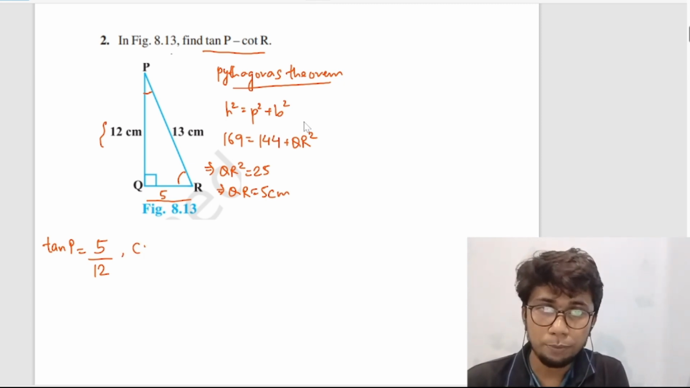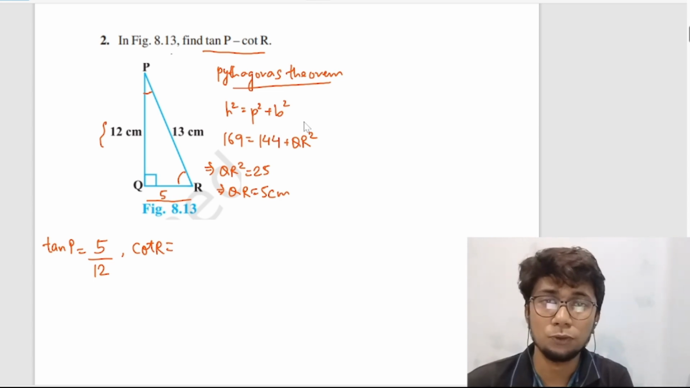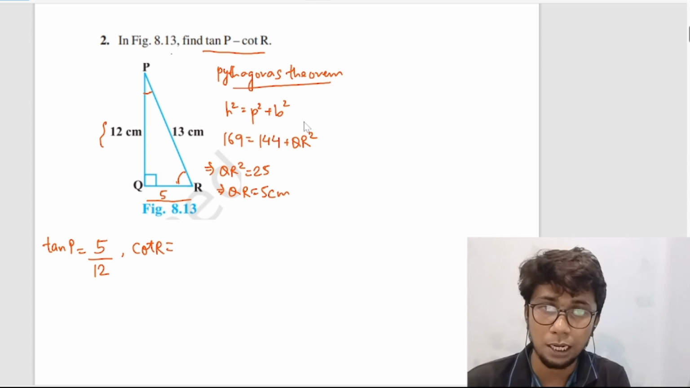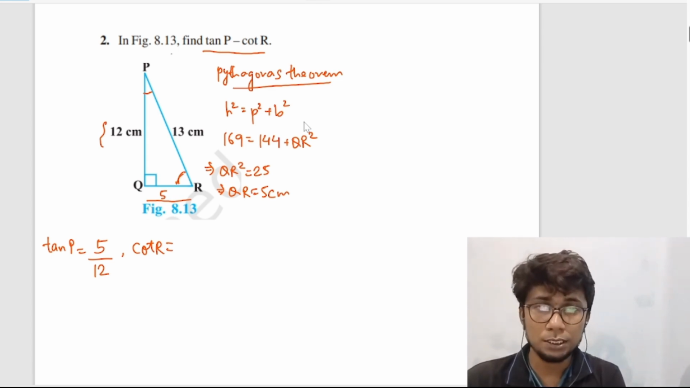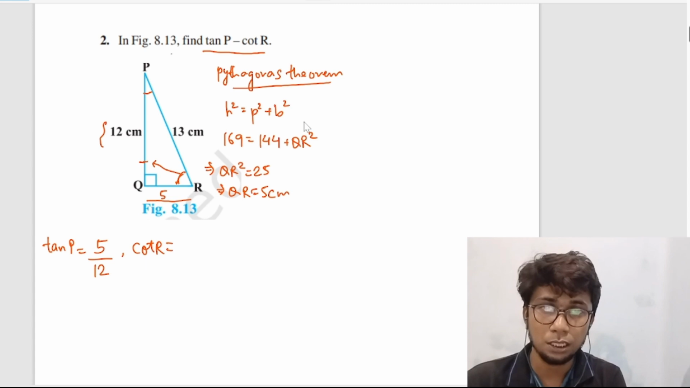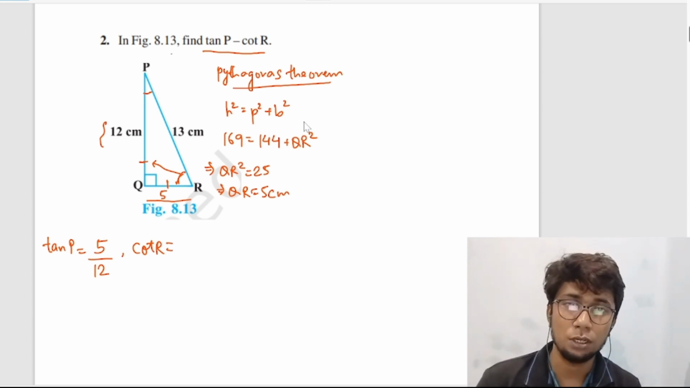Now what about cot R? So for cot R we have to consider this angle R, right? And what is perpendicular for this R? The side opposite to the angle, that is this one. This is our perpendicular and this is our base, right? And what is cot? Cot is always base upon perpendicular.